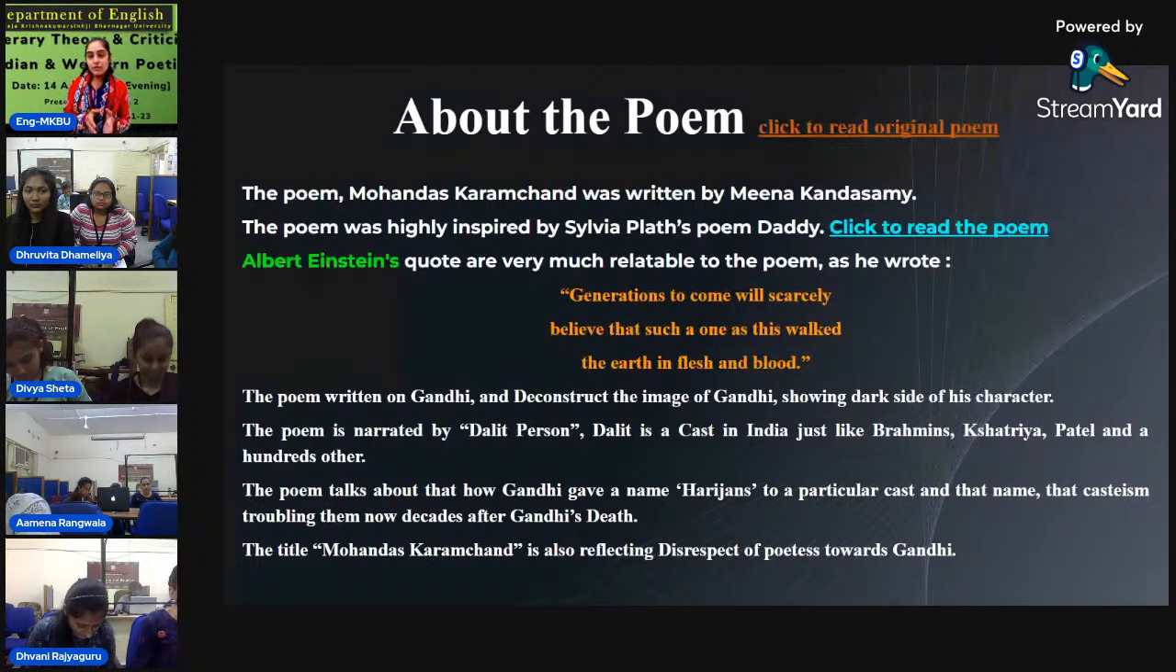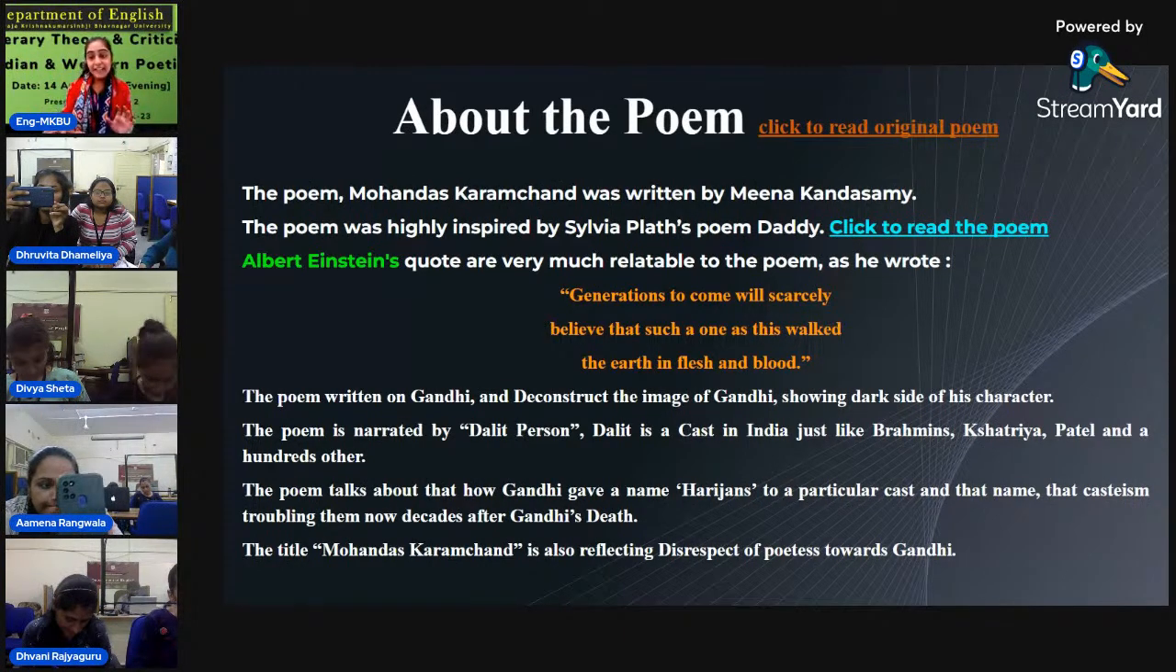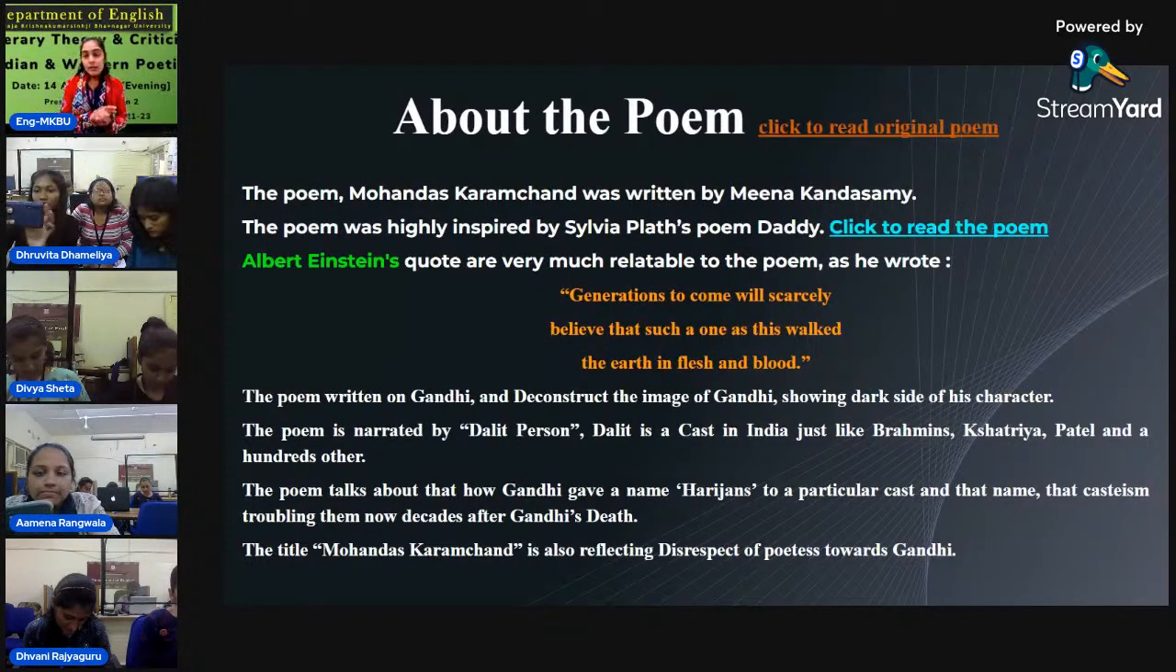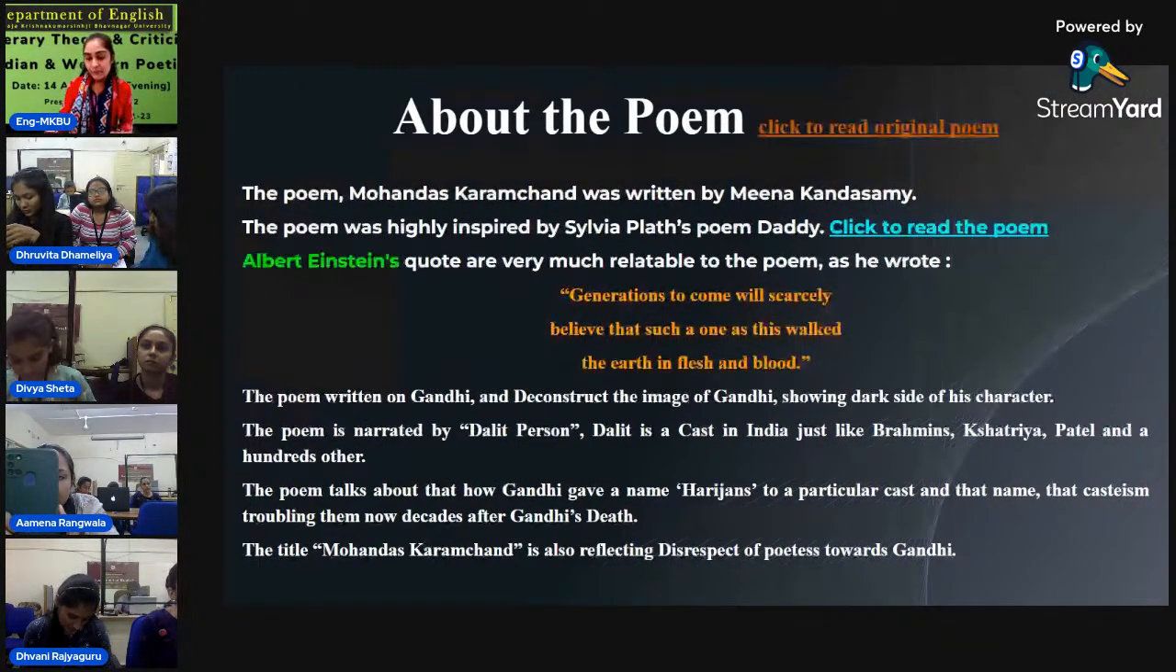In this poem also, Meena Kandasamy deconstructs the image of Gandhi. As we see Gandhi at an ideal level, she talks about all the mess created by Gandhi. The poem is narrated by a Dalit, I mean a Harijan, and he or she talks about how Gandhi gave them the label of Harijans, and how that became very troublesome and problematic for them. The title Mohandas Karamchand also reflects the disrespect for Gandhi.